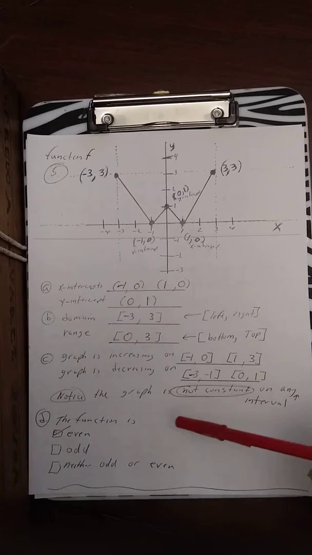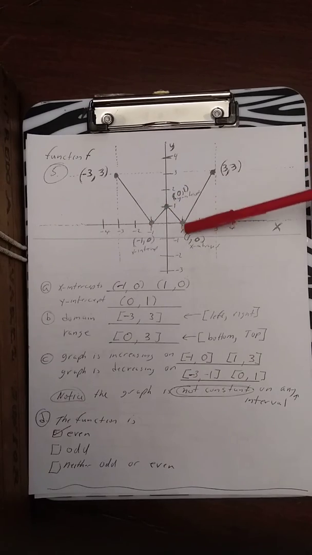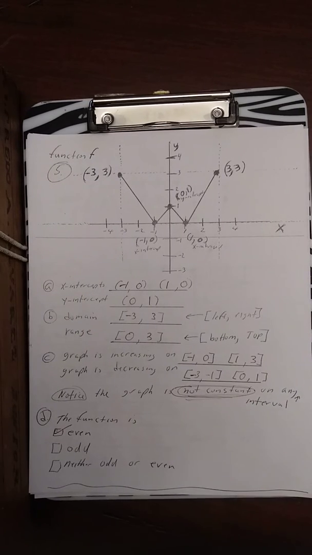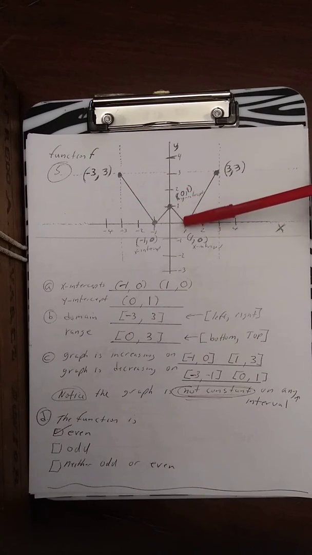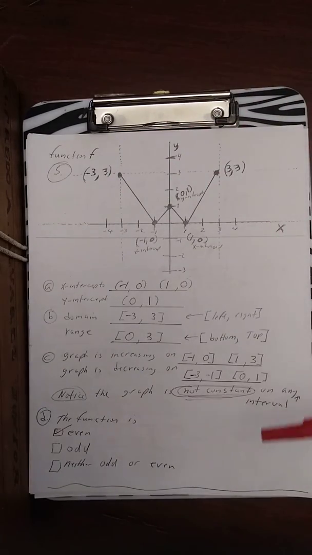Also notice this graph is not constant. It's going down and up and down and up, so it's not constant anywhere. This function is even. Even means it's symmetric around the y-axis. It means half is right there, and the other half is there. It's like a mirror image of itself, left side, right side.